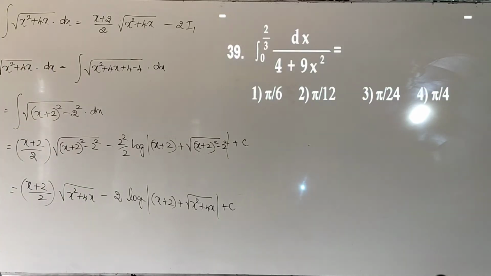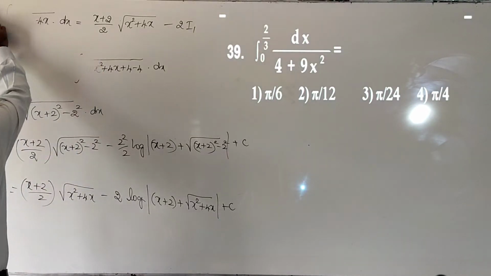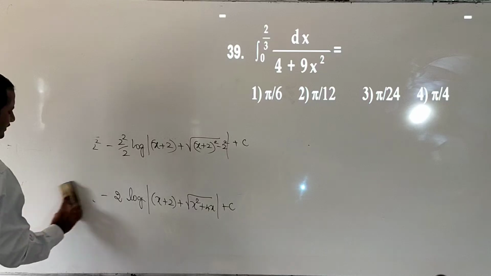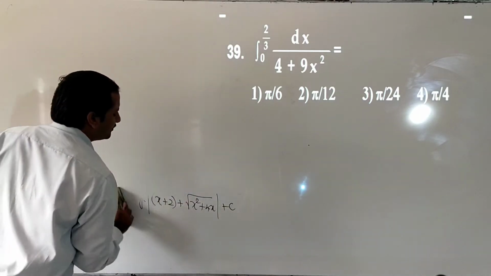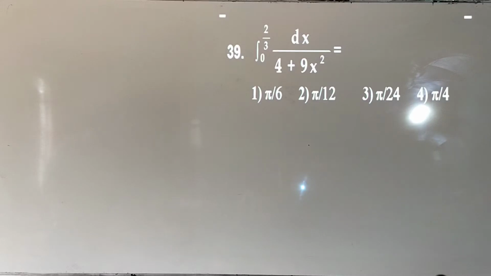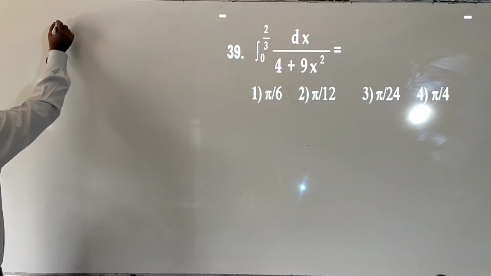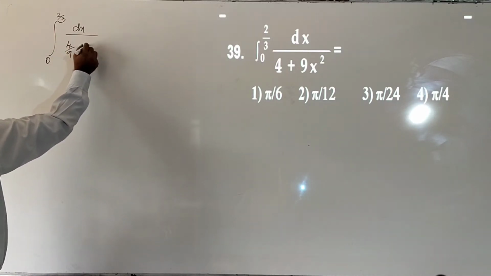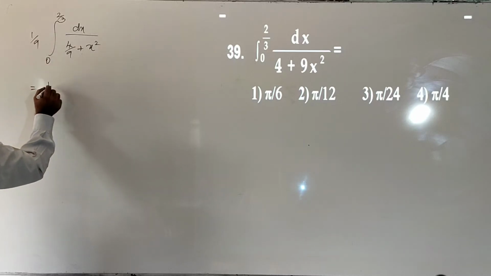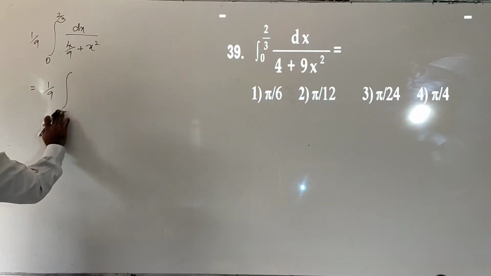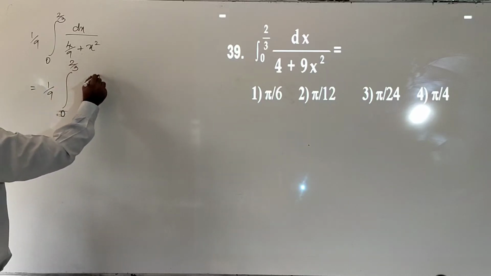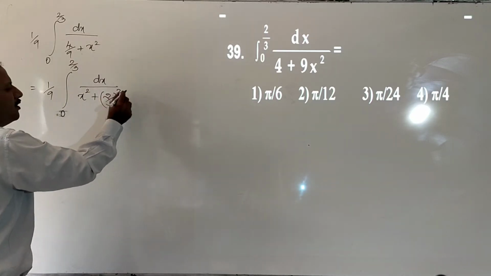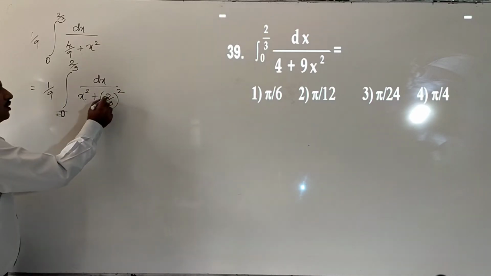Then 39th question. Integral 0 to 2 by 3 dx by 4 plus 9x square. I'll take 9 as a common factor here. Integral 0 to 2 by 3 dx by 9, if I take that out, we'll have 4 by 9 plus x square. So I'll rewrite this as 1 by 9 integral 0 to 2 by 3 dx by x square plus 4 by 9. I am writing 4 by 9 as 2 by 3 whole square.